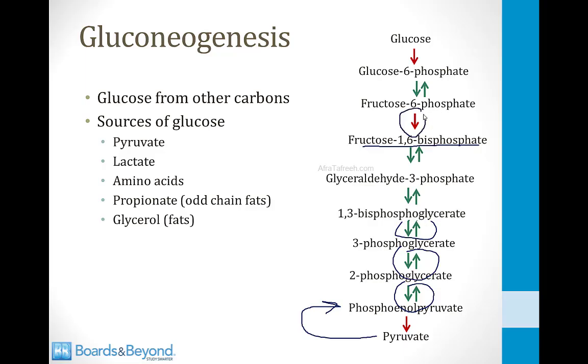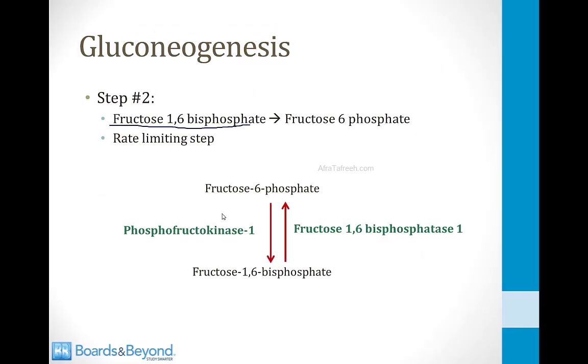This reaction right here is irreversible, so gluconeogenesis requires its own enzyme to get around this and synthesize a molecule of fructose 6-phosphate. Recall that the glycolysis enzyme that converts fructose 6-phosphate into 1,6-bisphosphate is called phosphofructokinase 1. The enzyme for the reverse process in gluconeogenesis is called fructose 1,6-bisphosphatase 1.